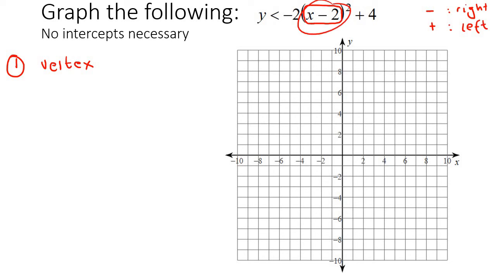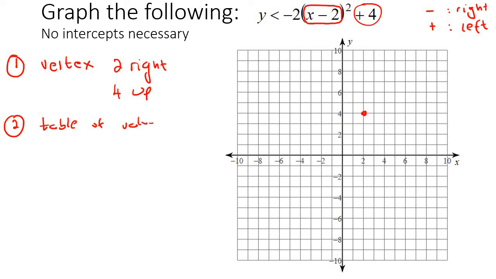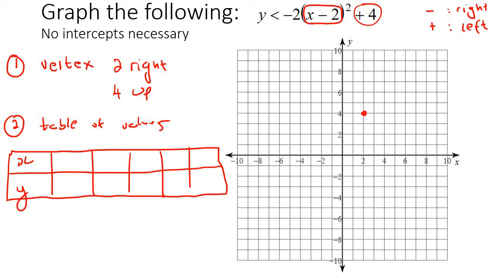So what we're doing here is we're going 2 to the right. So we're going to go 2 right, and then we're going to go 4 up. So remember, you always start at the 0, 0 position. That's where a vertex originates. Now we're going to go 2 to the right, boom, and then we're going to go 4 up. And there we have it. So we're going to put a little point there, and that's going to be our vertex. Wonderful. Step 2 is the table of values. Okay, so we're going to go x and y, and then we're going to put the vertex in the middle. So what was the vertex?